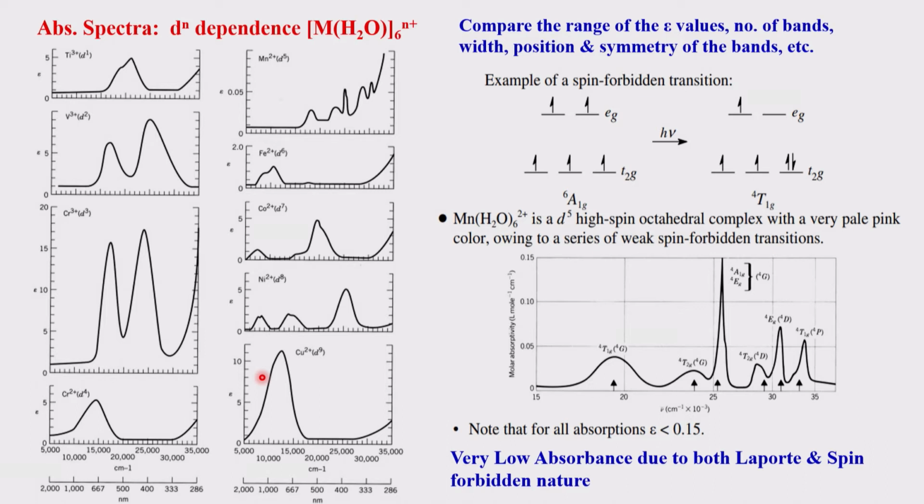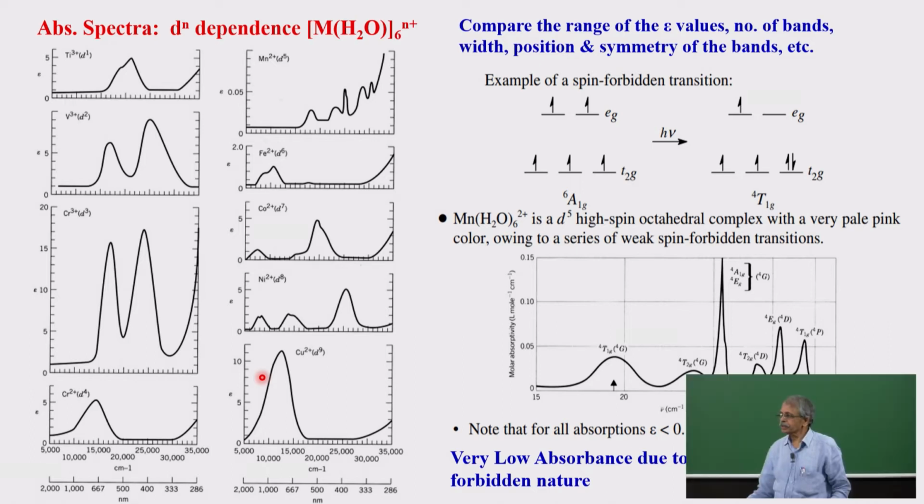To explain the number of transitions, one needs to study the Tanabe-Sugano diagrams for the electronic transitions, which is not a part of this particular course. That one needs to supplement from other known sources. So you need to compare the range, the epsilon, number of bands, width of the bands, position of the bands, symmetry of the bands, etc. From that you can differentiate one spectrum from the other, and that will be helpful.